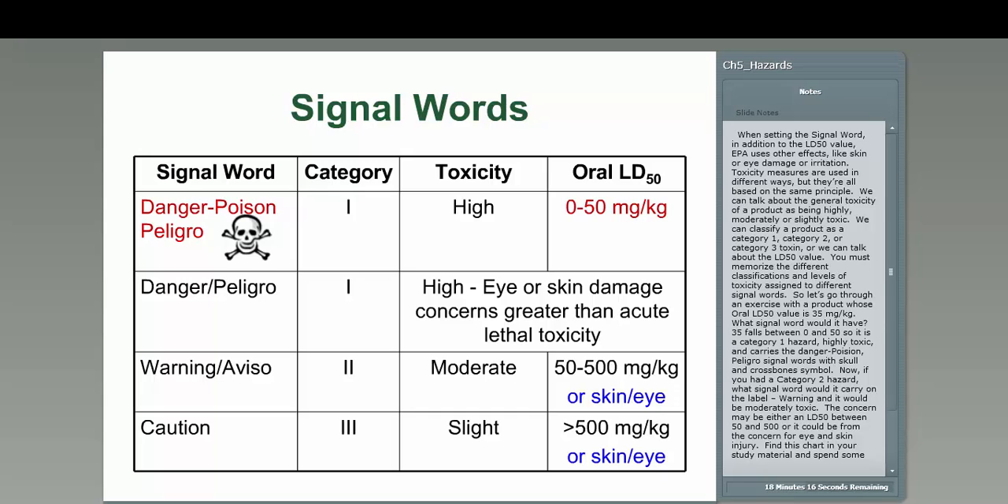Find this chart in your study material and spend some time learning it. I hope you can see that the smaller the LD50, the more toxic the chemical, and the less it takes to kill 50% of the test population. Highly toxic refers to about a pinch or less of material.